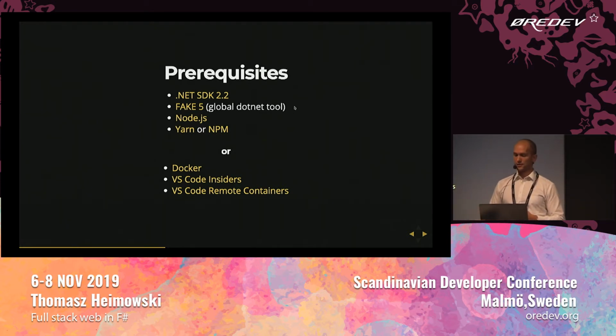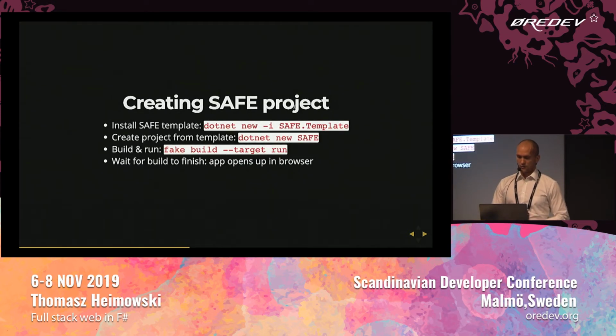If you're not comfortable installing those prerequisites on your local box, there's an alternative. You can use Visual Studio Code and an awesome extension called Remote Containers. That basically keeps the prerequisites in an isolated container, which you interact with via your Visual Studio Code editor. To create a project from scratch, you use the .NET SDK CLI and the dotnet new command. First, to install the template, then to create a project from that template, and finally, you use the Fake utility to build and run your application.